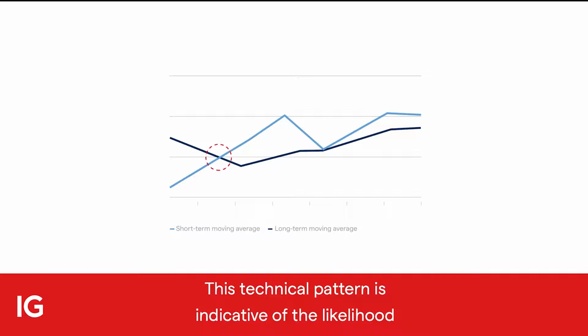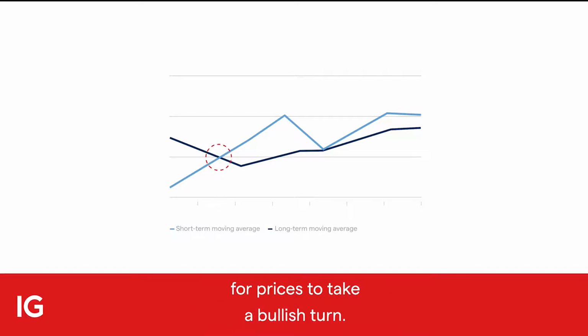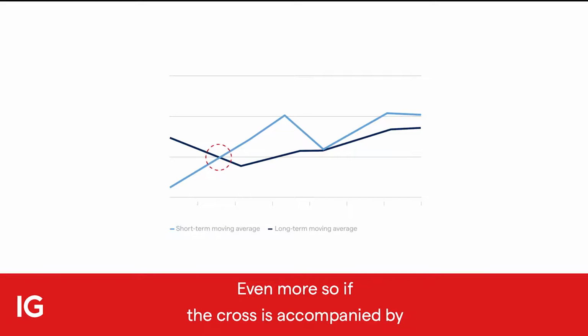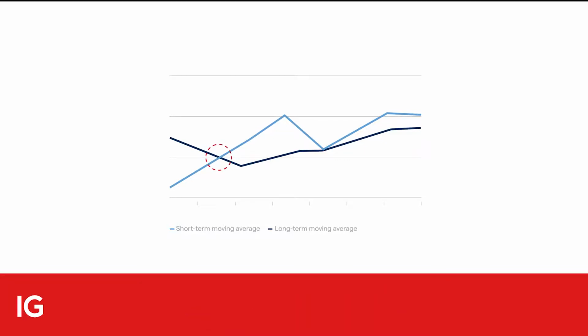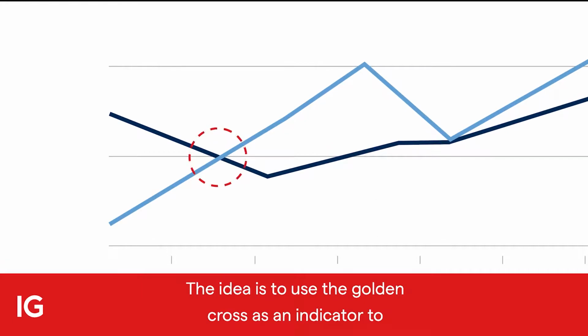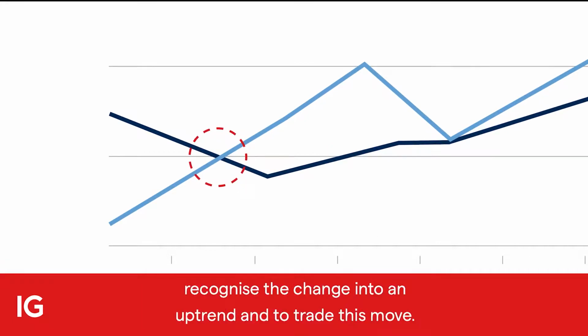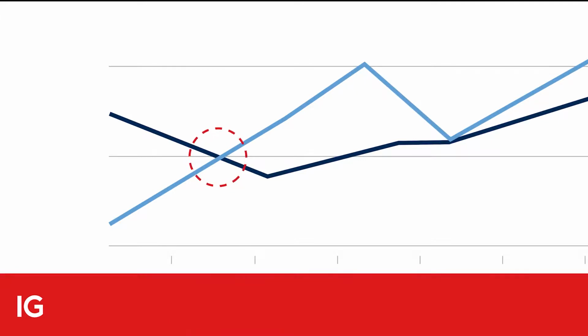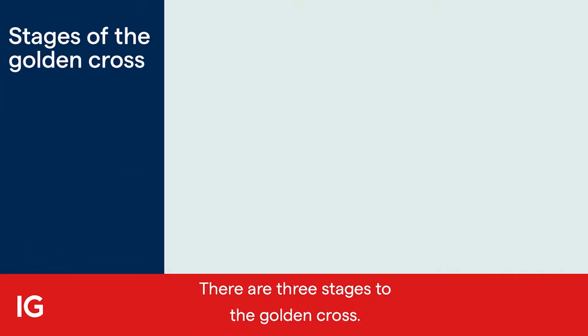This technical pattern is indicative of the likelihood for prices to take a bullish turn. Even more so if the cross is accompanied by high trading volumes. The idea is to use the golden cross as an indicator to recognize the change into an uptrend and to trade this move. There are three stages to the golden cross.